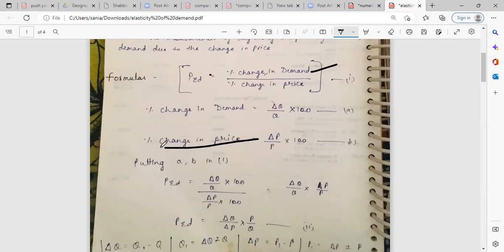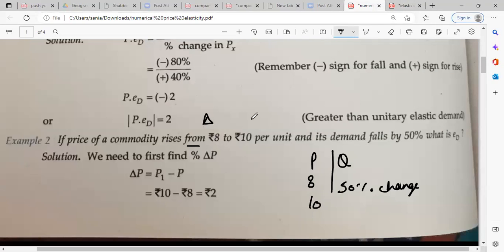But it's very easy. First, you will find the change in price by delta P divided by P multiplied by 100. What is delta P? This is the change in price, and P is your original value. You will get the percentage change in price. You will put the value, you will get the answer. Clear? So what is your delta P?